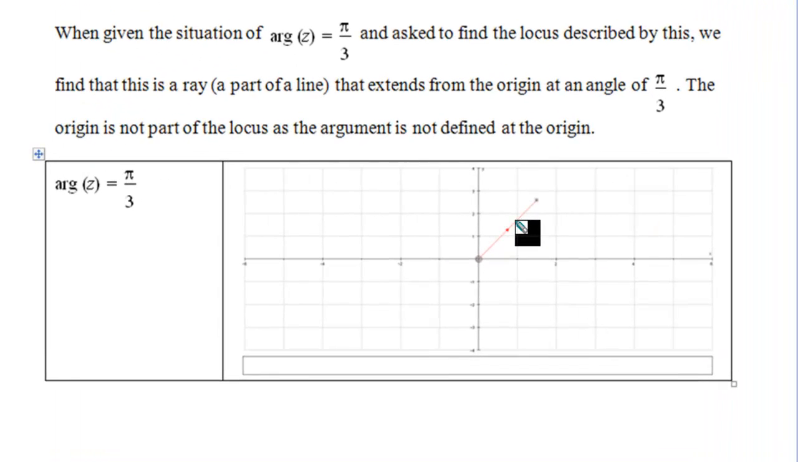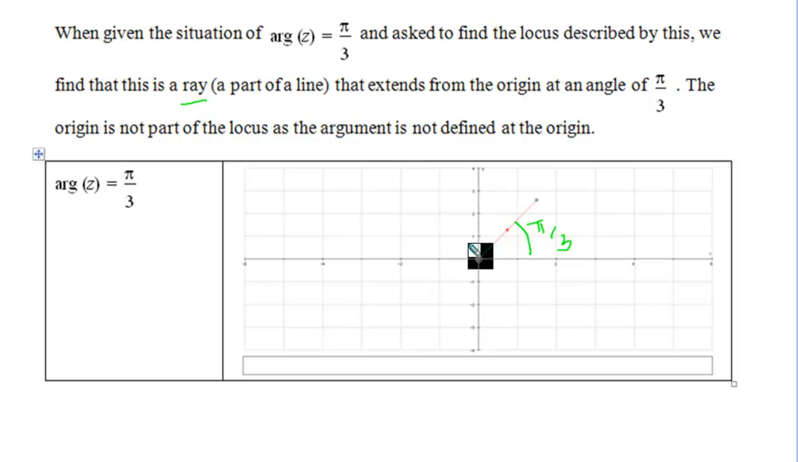Now, notice what that's going to be. The angle there is pi on 3. It emanates from the origin and then goes out and doesn't stop. We call that a ray. We know that's a ray. It's a part of a line that starts at a point and then goes on forever.